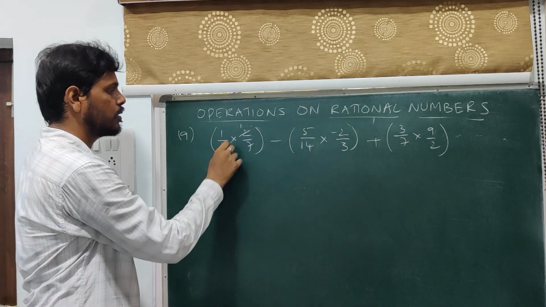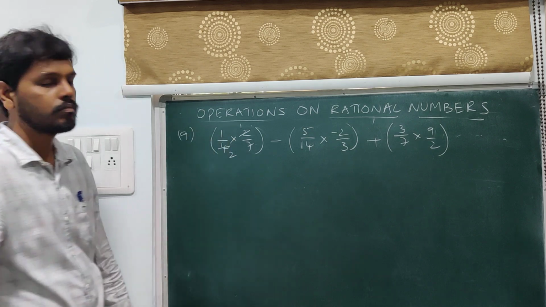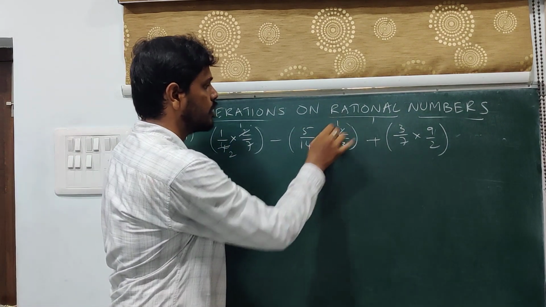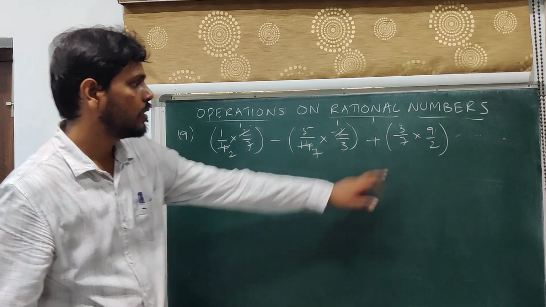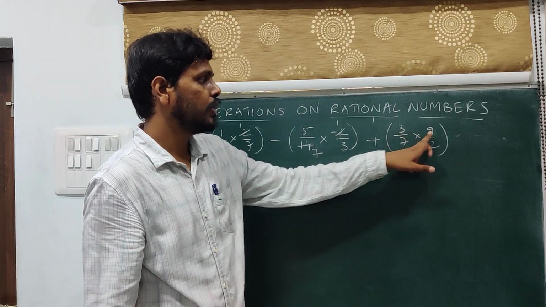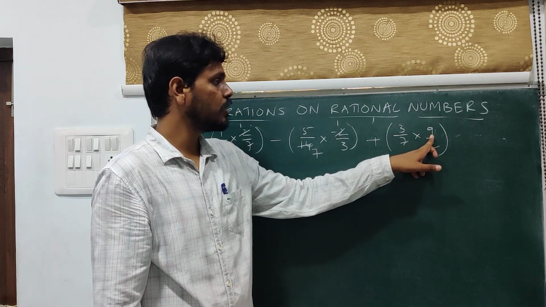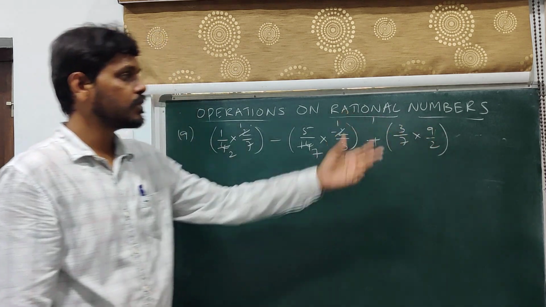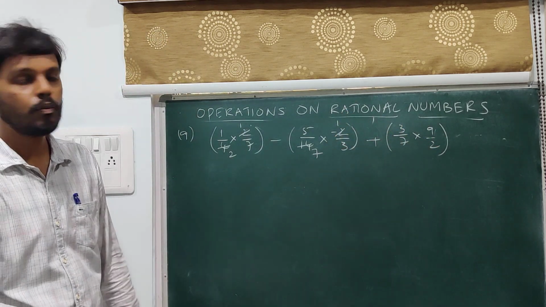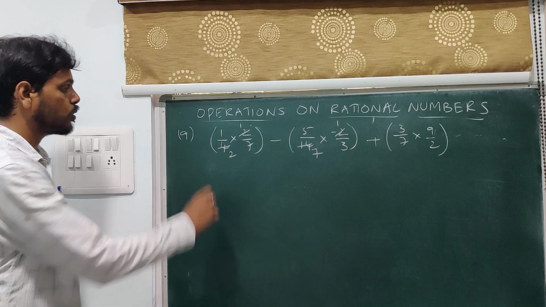So wherever a simplification is possible, do that. 2 1s are 2, 2 2s are 2. Next, 2 1s are 2, 7 2s are 14. Here there is no cancellation possible. 3 and 9 you cannot cancel, because they are both in the numerator. Cancellation cannot be done between numerator and numerator. So I am not cancelling that. So go about this problem.